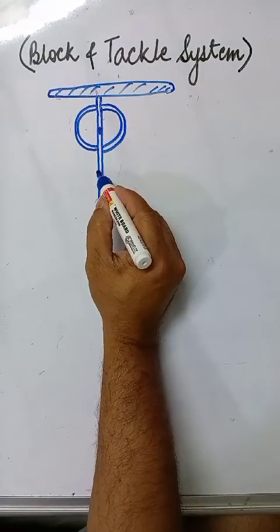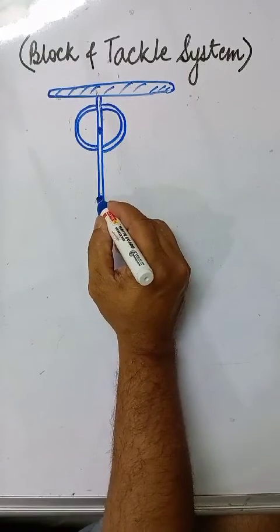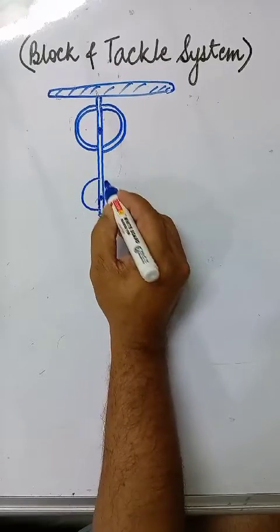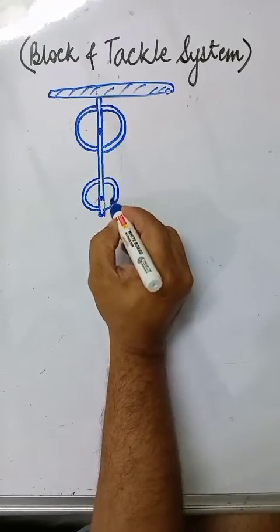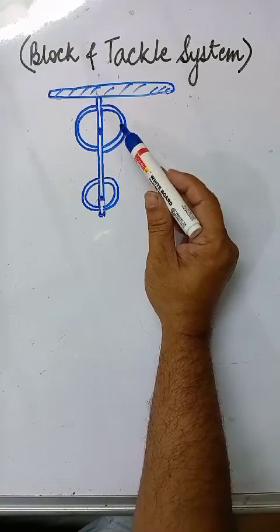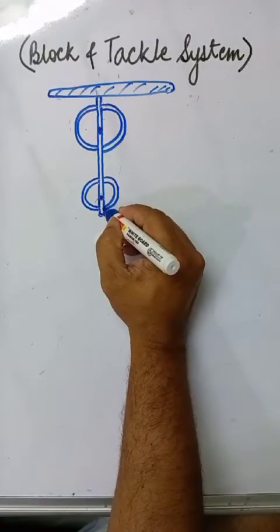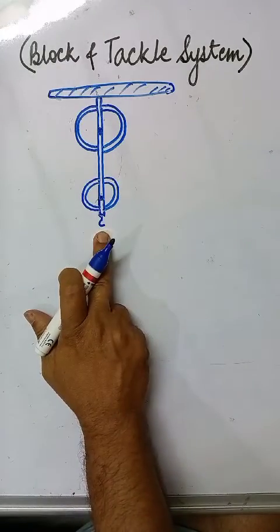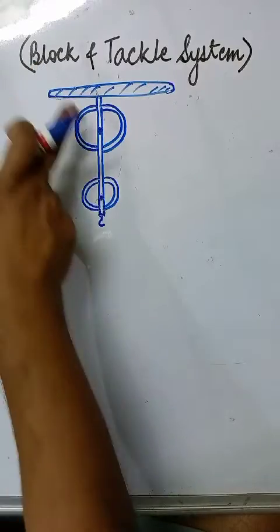Then in the next one, let's say, for example, this is another pulley. Now what you should notice first of all is that when I have drawn this particular block, this is one block, and there will be a hook over here. This entire system forms a block. So this is the block that we are talking about.